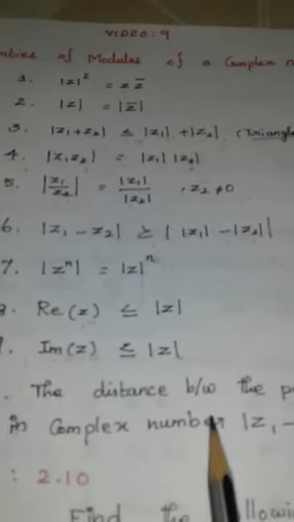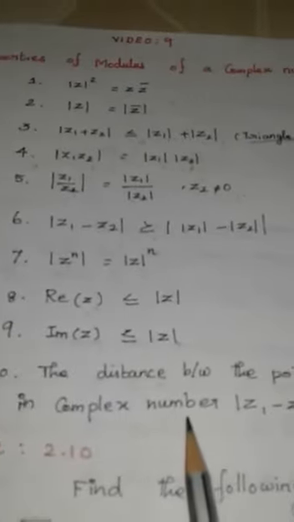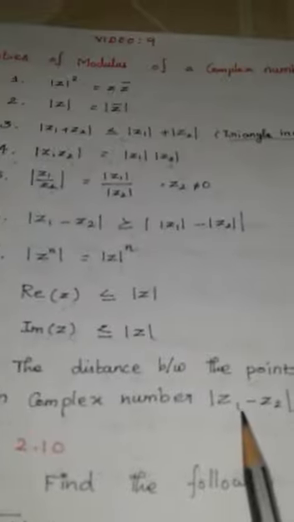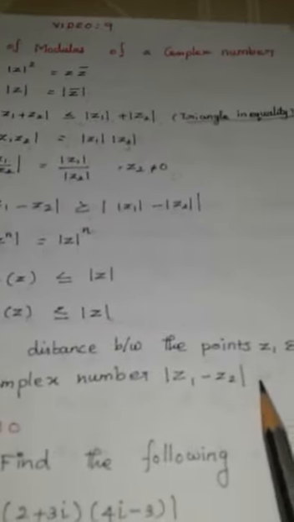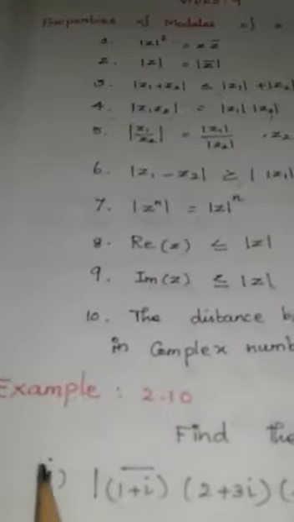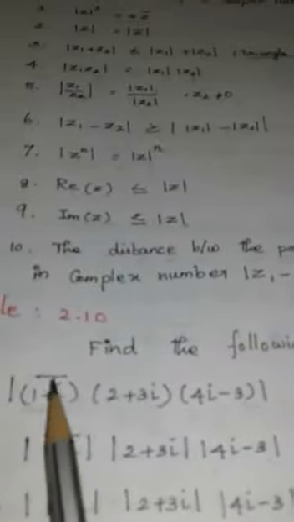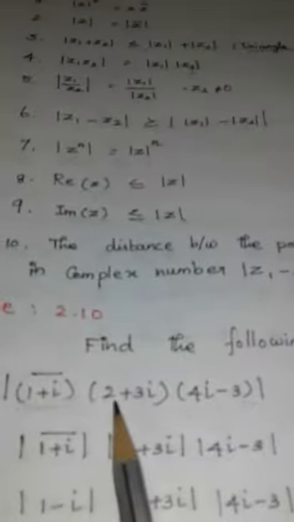The distance between the points z1 and z2 in the complex plane is the modulus of z1 minus z2. This is the way to find it. Example 2.10. Find the following. First subdivision: modulus of (1 plus i) whole bar into (2 plus 3i) into (4i minus 3).